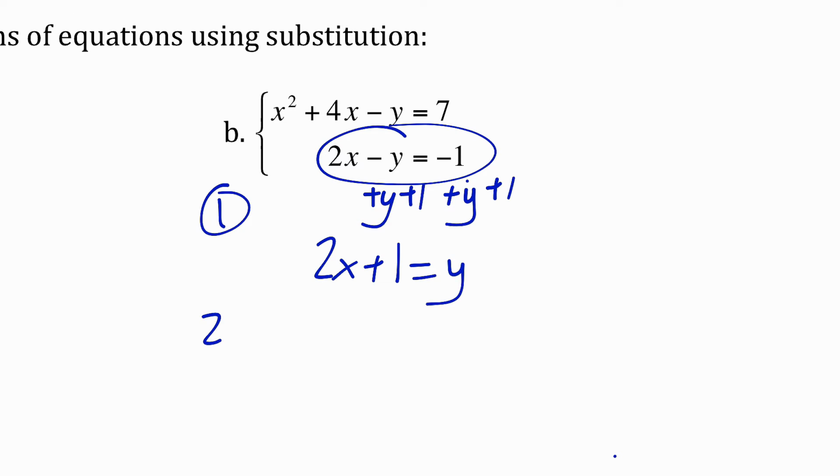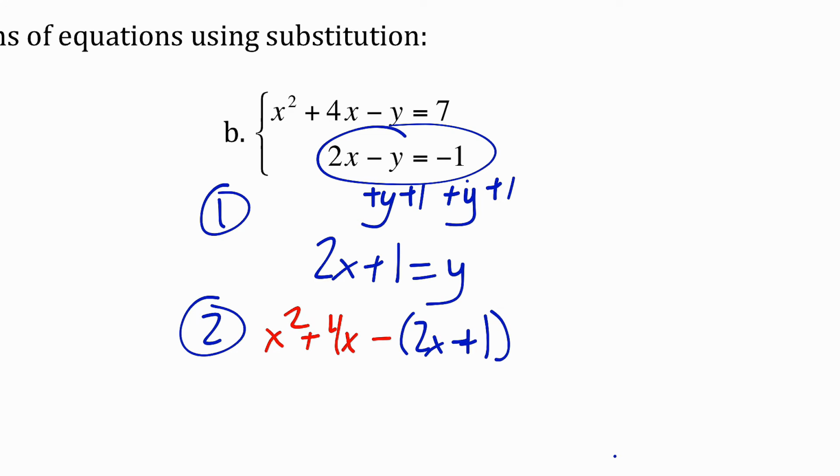Now for step 2, we're going to plug that into the other equation. So we're going to plug it in for the y value. So we had x squared plus 4x minus, instead of y, we're going to plug in 2x plus 1. And that's equal to 7 still. Now we're going to just subtract the 2x and subtract the 1. So we got x squared. Then 4x minus 2x is going to give us plus 2x. And we're going to have a minus 1 equals 7.